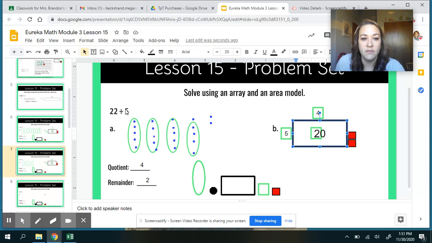Okay, 22 divided by 5, we made groups of 5. We were able to make 4 groups of 5, which gives us that quotient of 4. So I talk about multiplication is going to help you, right? Well, if you look at this and say 22 divided by 5, well, 5 times 4 is 20. 5 times 5 is 25. I don't have 25, so I wouldn't be able to make 5 equal groups. I was able to make 4 equal groups with 2 left over. Okay?